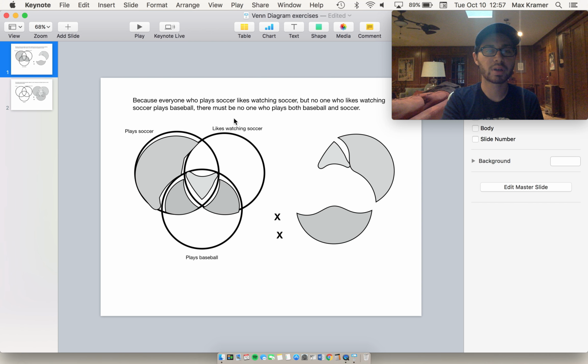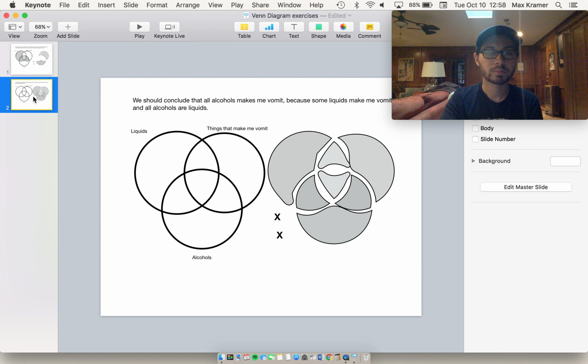And the conclusion is that there must be no one who plays both baseball and soccer. Well, this is the playing soccer circle, and this is the playing baseball circle. And so if there were someone who plays both baseball and soccer, there should be some availability here, which is the intersection of these two circles. But there's not. It's all shaded out, which means that it is true that if these first two premises are true, there must be no one who plays both baseball and soccer, which means that this is a valid argument. Cool, on to the next one.